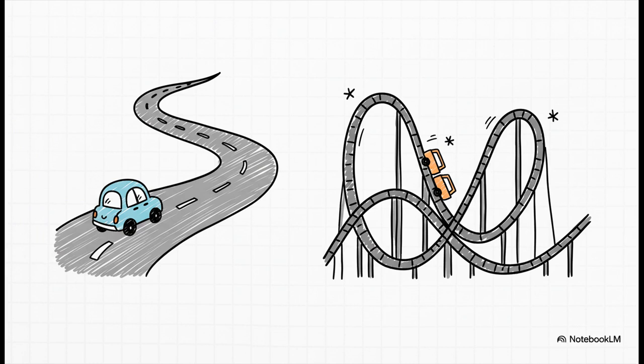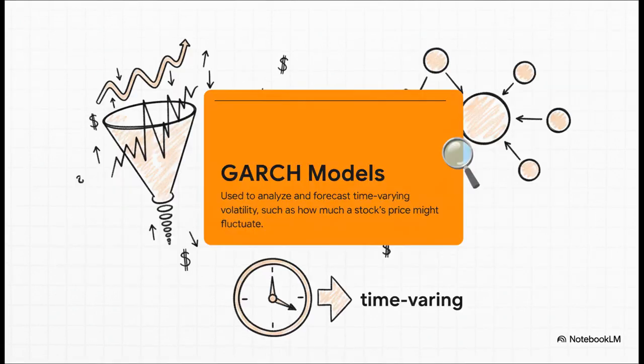I mean, think about it. Knowing that a stock is predicted to go up is one thing, but knowing whether that ride is going to be a smooth, steady climb or a terrifying roller coaster, well, that's something else entirely. Predicting that uncertainty, that volatility, is a completely different ballgame. And this is exactly what GARCH models were designed for.